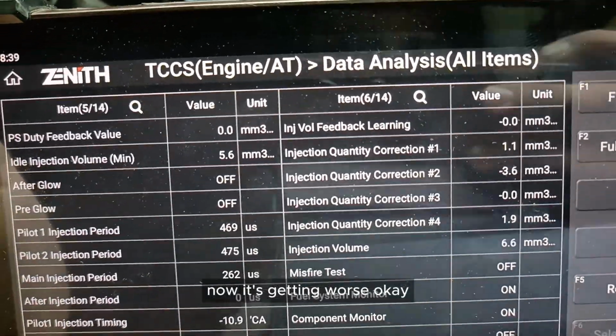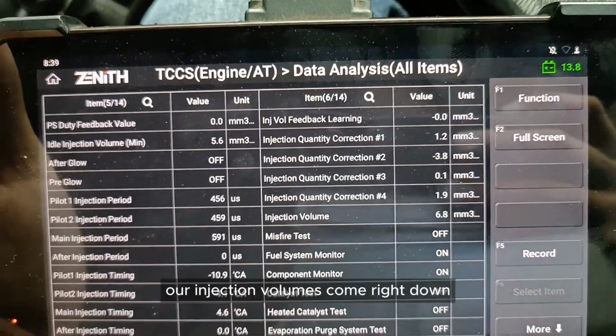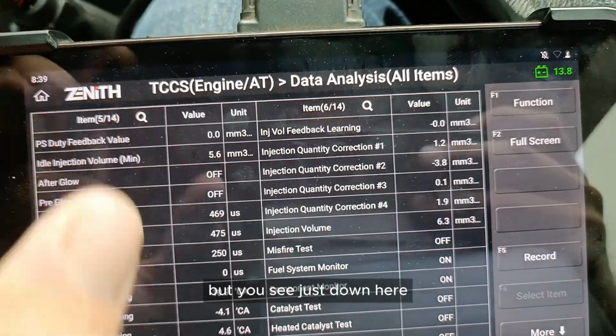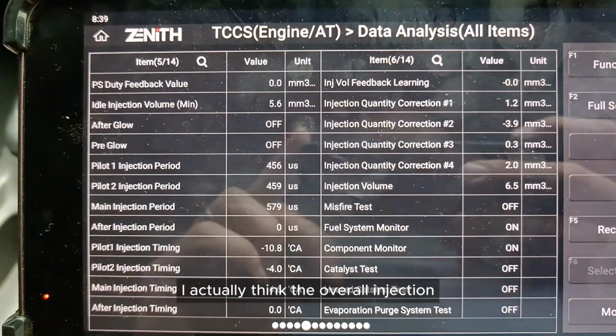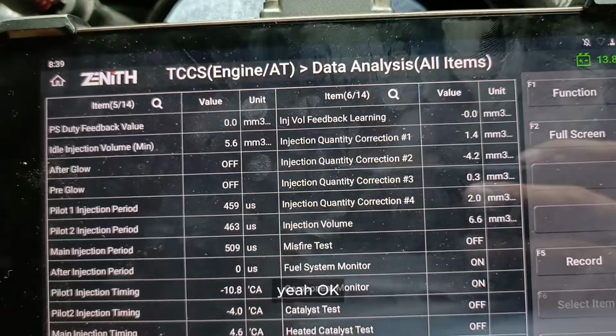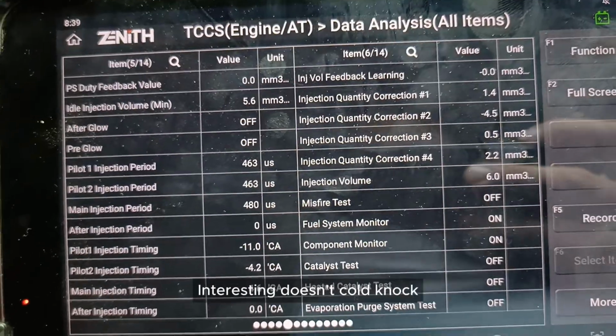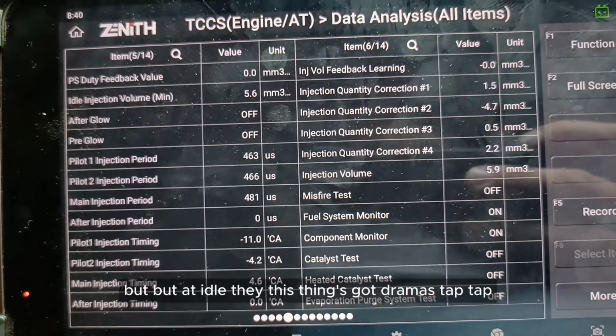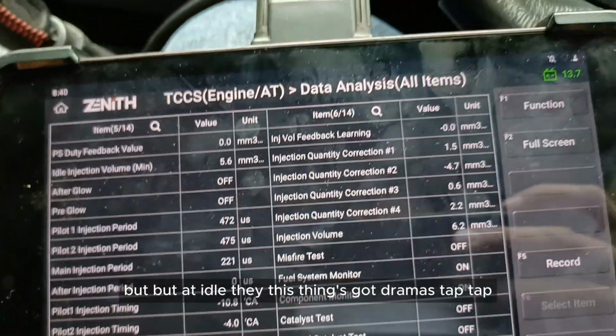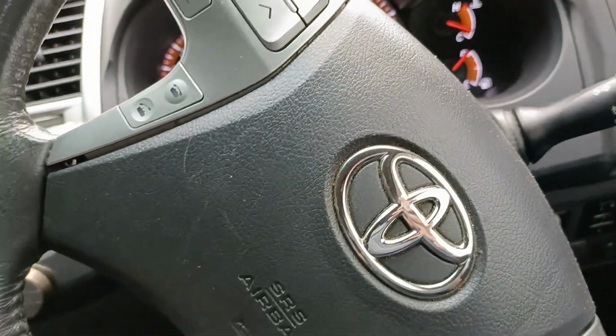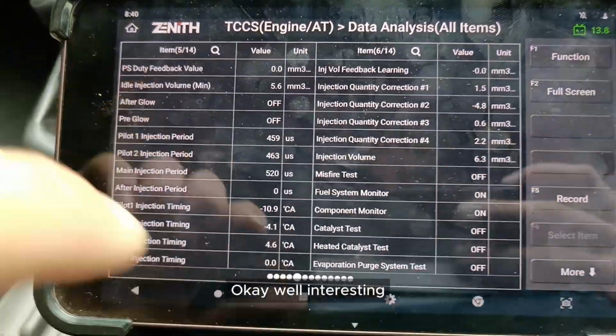No, it's getting worse. Okay, our injection volumes come right down, but you see just down here we're at 6.3. Now we're still not up to temp yet, so I actually think the overall injection volume for these is pretty good. Yeah, okay, 2's got dramas. Interesting. Doesn't cold knock, but at idle this thing's got dramas. Tap tap tap, you can hear it. Okay, well, interesting. This thing has been tuned.